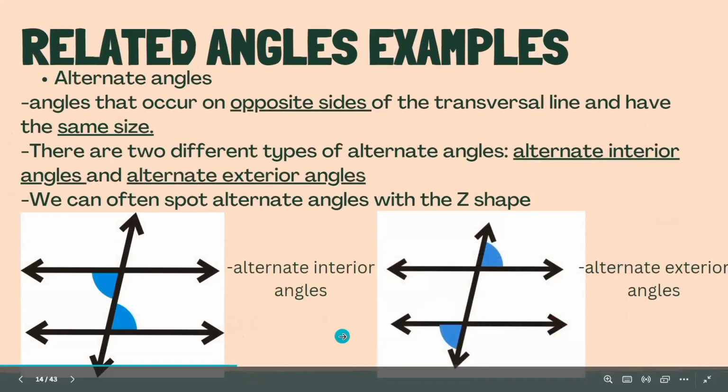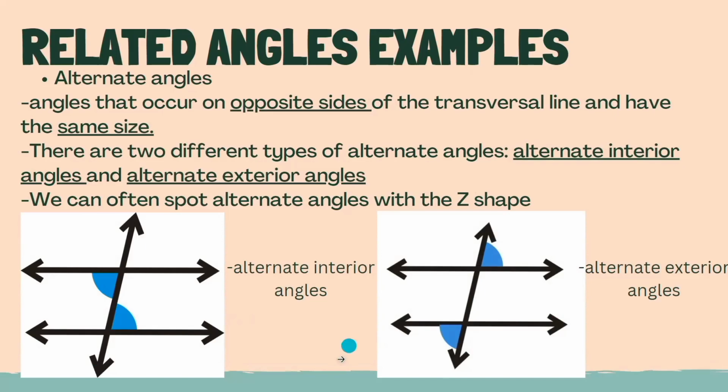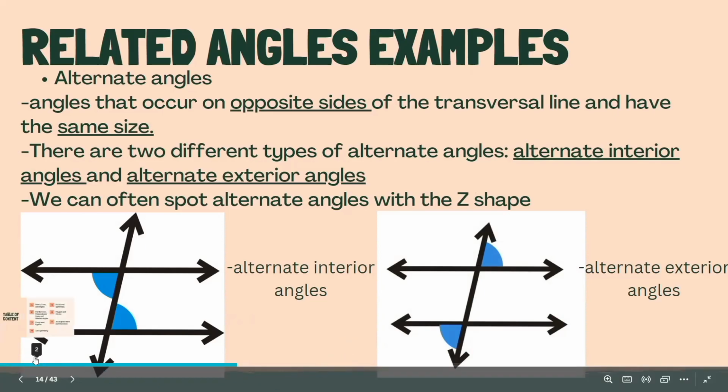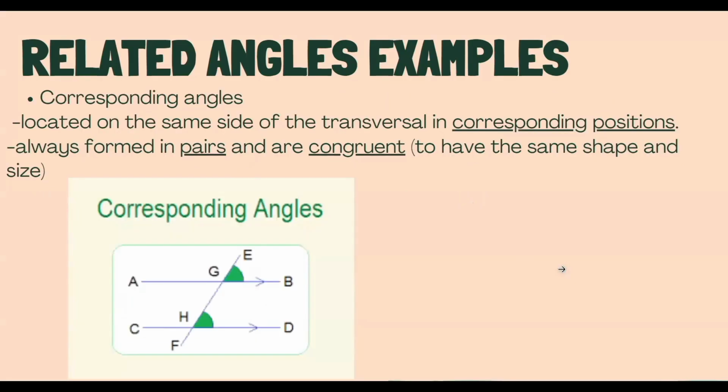Another example is the alternate angles. These angles occur on the opposite sides of the transversal line and have the same size. There are two different types of alternate angles, alternate interior angle and alternate exterior angle. You can often spot them with the Z shape. Next, we have corresponding angles. These angles are located on the same side of the transversal in corresponding positions. They are always formed in pairs and are congruent to each other, which means to have the same shape and size.